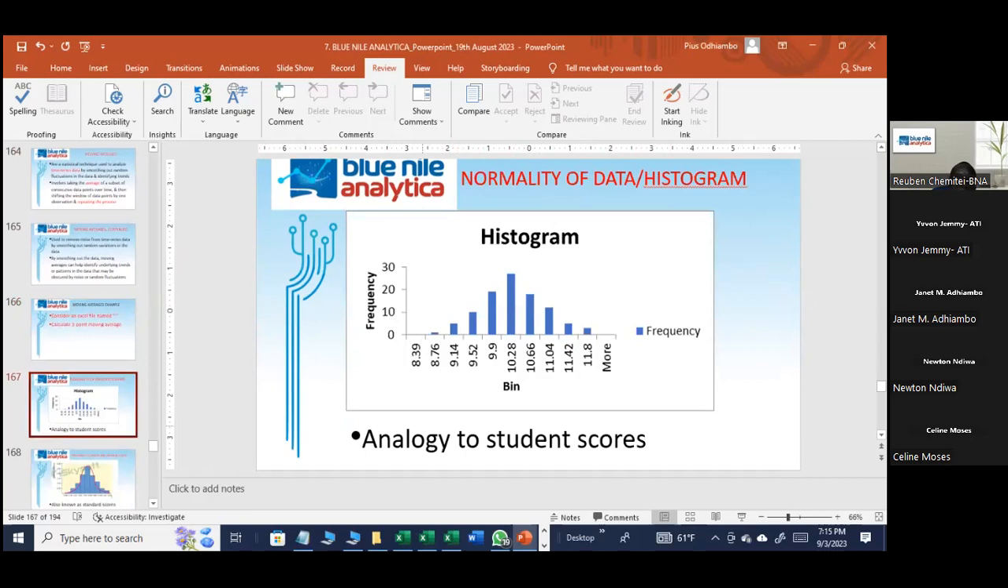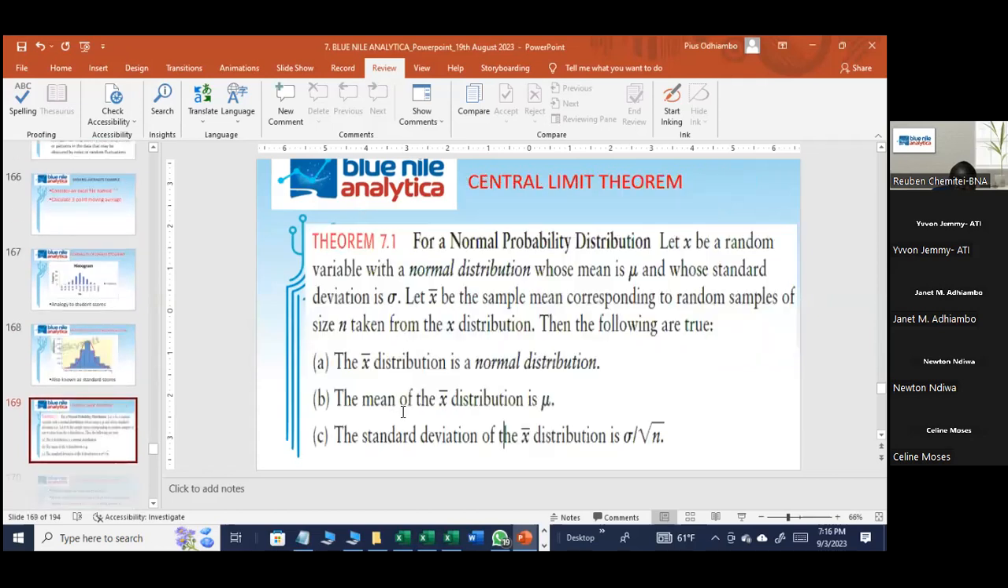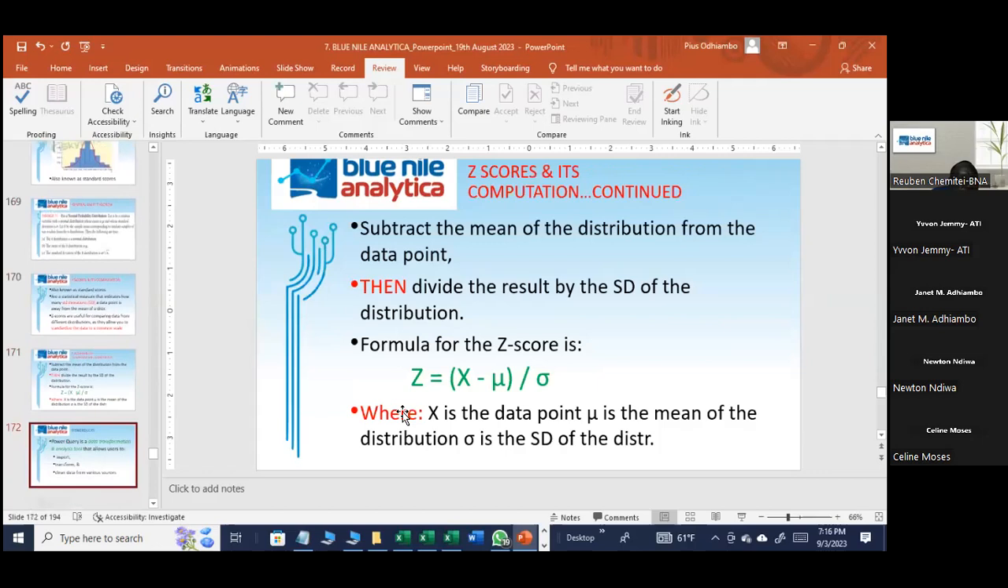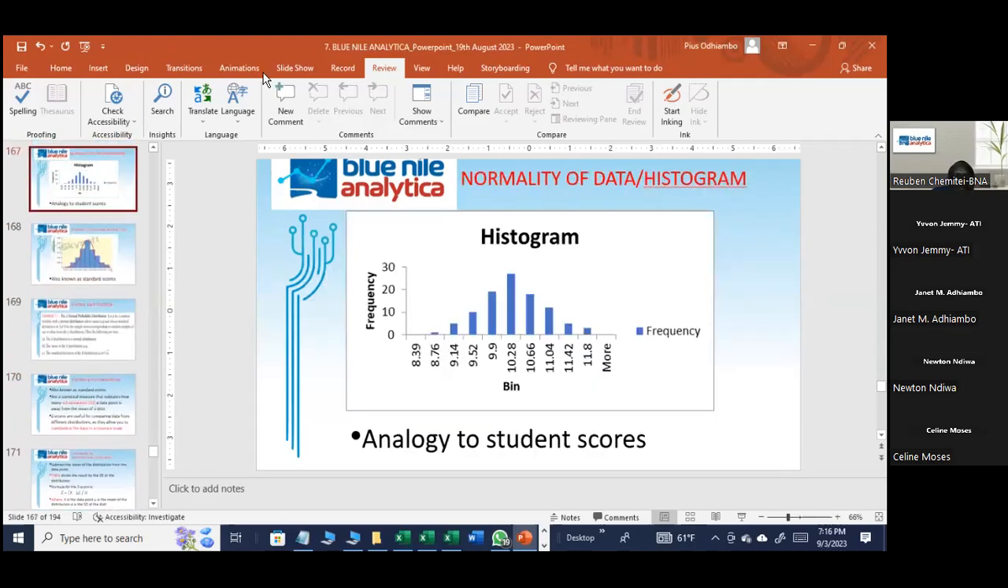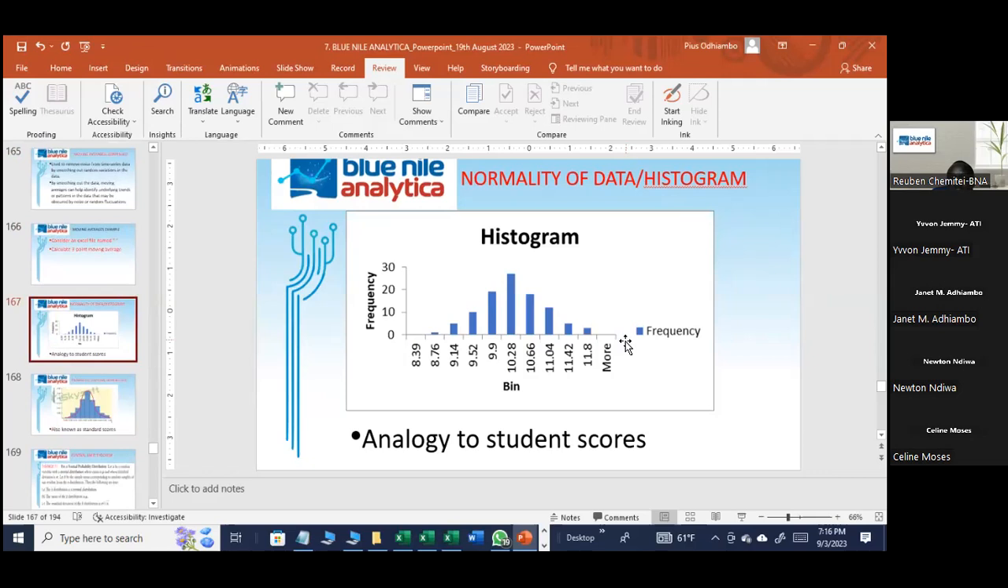Okay, so I want to move to the last thing now, unless there's any question. This is what I've talked about: the normality of data, which we normally check using the histogram. I'm going to lastly talk about that, and from there I think we will be done. Any questions so far? Okay, there's no question. So let me talk about the last thing.